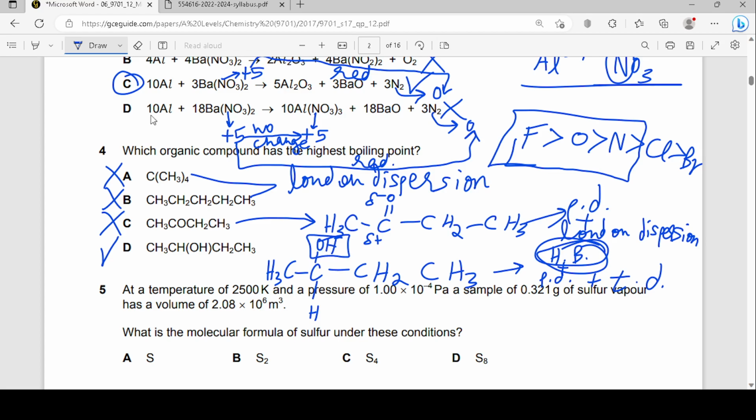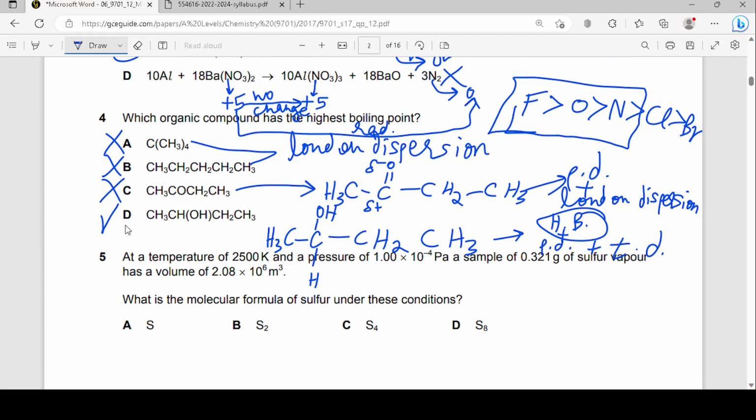If you look at this OH, when you have an alcohol or a carboxylic acid, you would have hydrogen bonding. You predict that, as well as in a compound like ammonia, NH3. Because hydrogen bonding is the strongest intermolecular force of the three, D has the highest boiling point. C does not have hydrogen bonding, it has permanent dipole and London dispersion forces, and A and B only have London dispersion forces, whereas D has hydrogen bonding and permanent dipole forces, and hydrogen bonding is very strong. So the answer is going to be D.